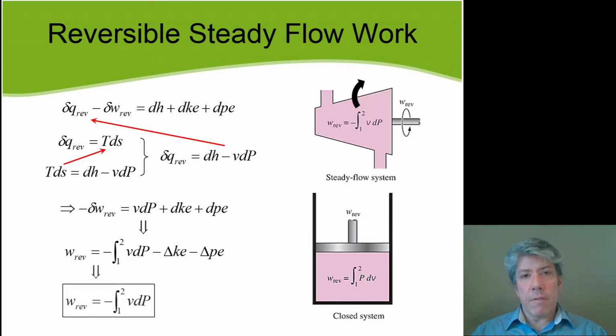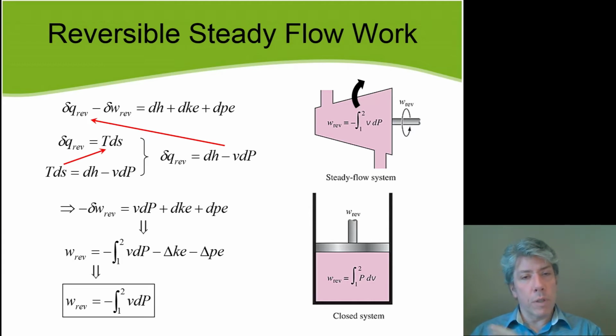Now, as a matter of fact, most of the time the kinetic energy and potential energy of the fluid flowing through the turbine, those changes are so small by comparison to the other terms that it's convenient to just cancel them and neglect them. There's no point in thinking about them most of the time. And we end up with an equation that is for steady flow reversible work rather than reversible boundary work like we had before, and it's that steady flow reversible work is equal to negative integral 1 to 2 of VdP.